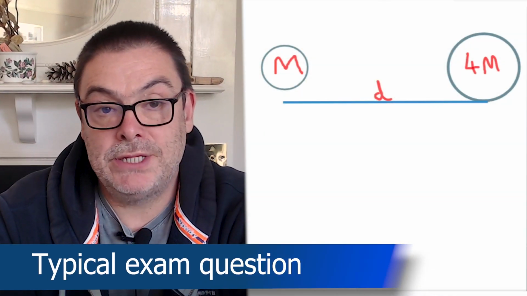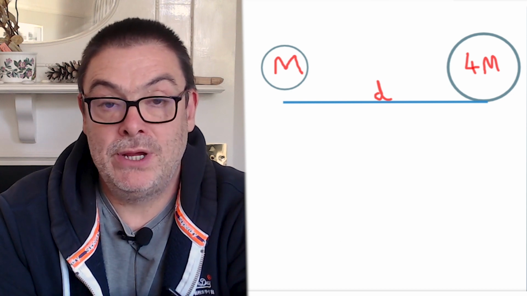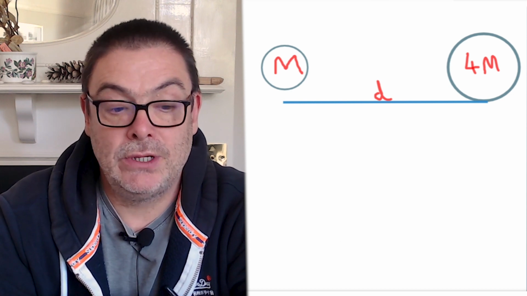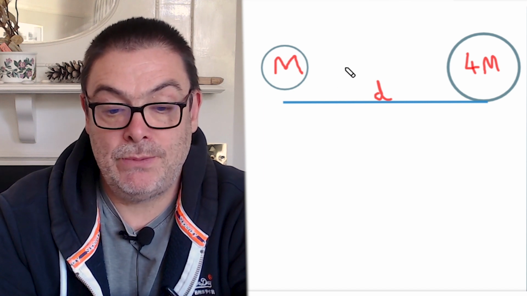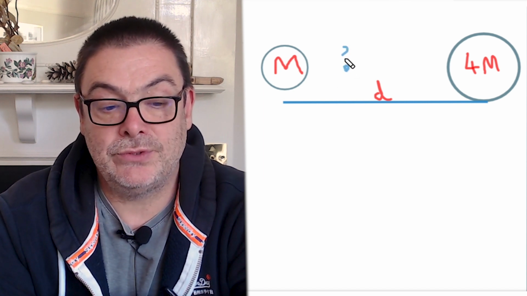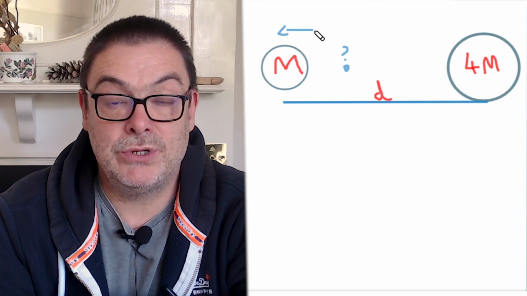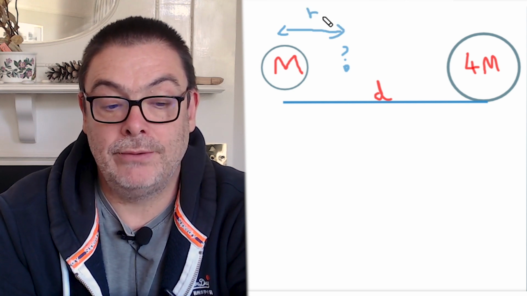Imagine two planets of mass m and 4m separated by a distance d. We might be asked something like, how far away from m is the point where the two gravitational field strengths are equal? Or in other words, what is the size of R1?